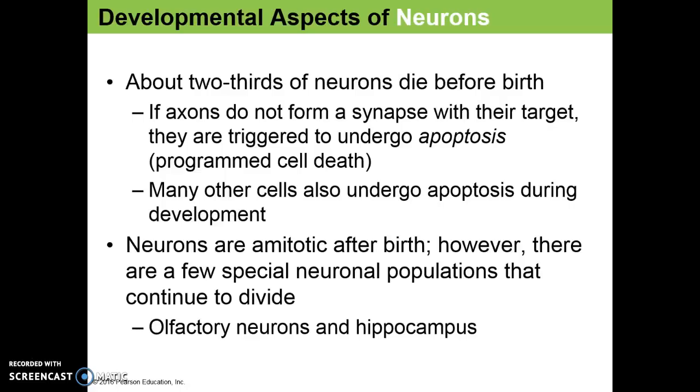Neurons are amitotic after birth. In other words, these will not undergo mitosis. However, there are a few special neuronal populations that will continue to divide, like the olfactory neurons and the hippocampus. And this ends the video segment of chapter 11.